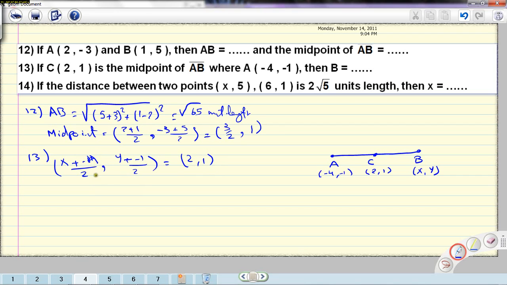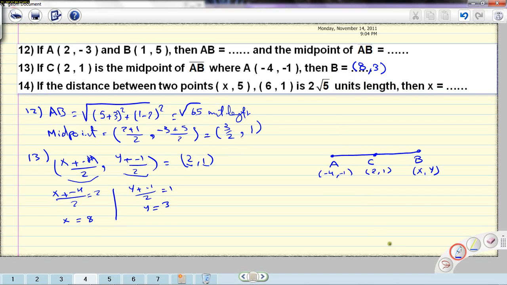This is 4. So the first here equals the first there, and the second here equals the second there, and I make something like this: x plus negative 4 over 2 equals 2, and make cross multiplication. So finally x will be 8, and here y plus negative 1 over 2 equals 1, and make cross multiplication, so y equals 3. So the ordered pair of B is 8 and 3.